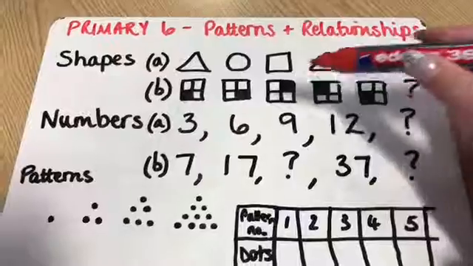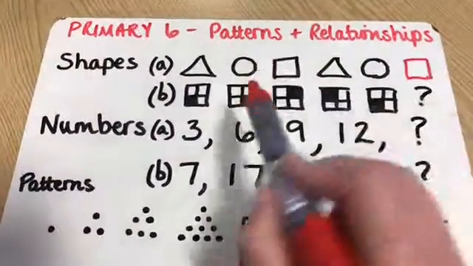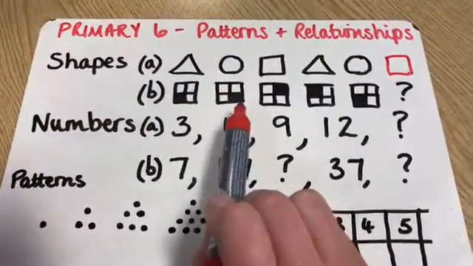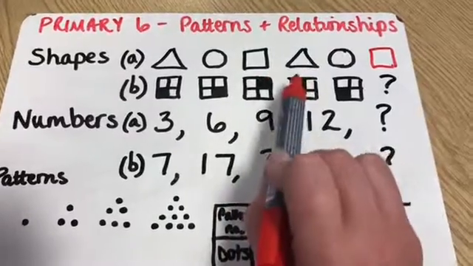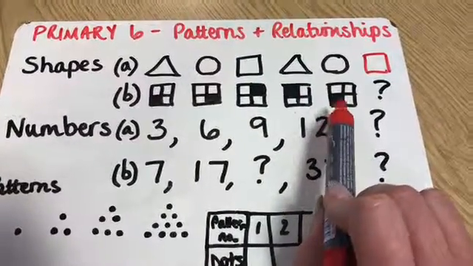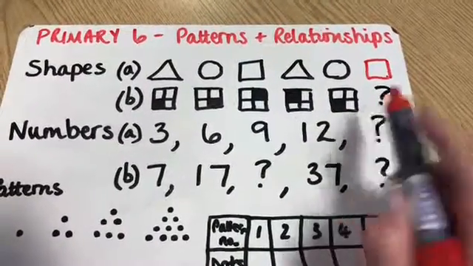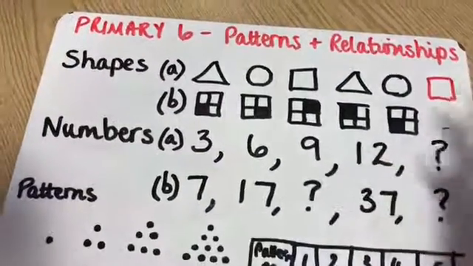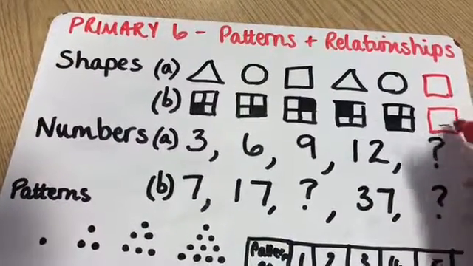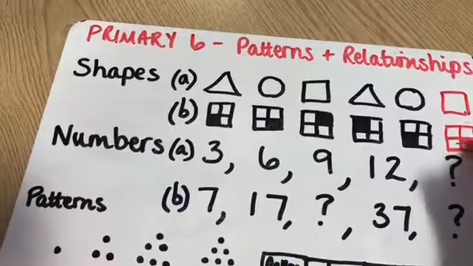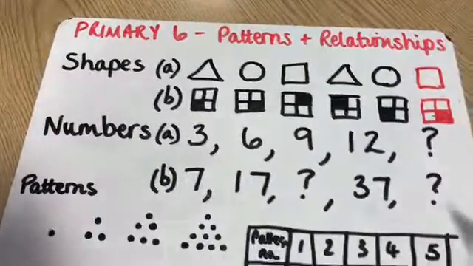Other ones, they might have shaded boxes that they have to continue. So this one we have bottom left, bottom right, top left, bottom left. What would come next? Bottom right. So they have to draw the shape and colour in the correct box.